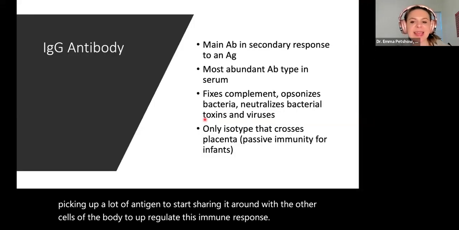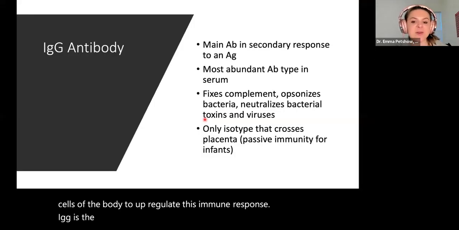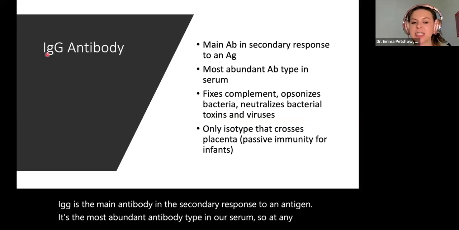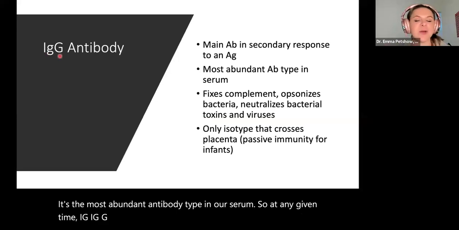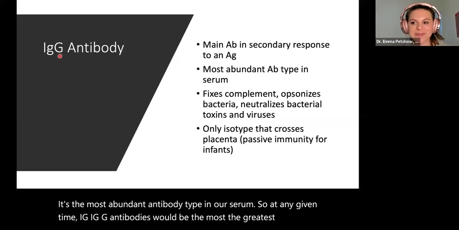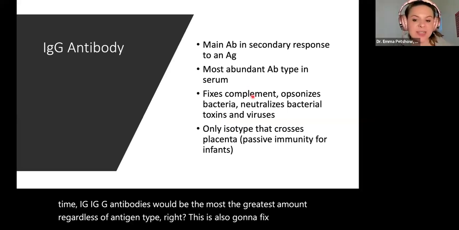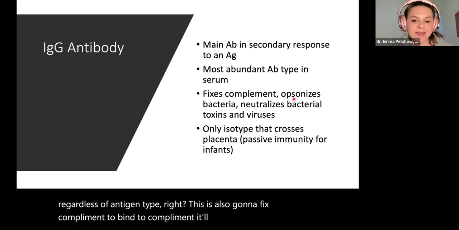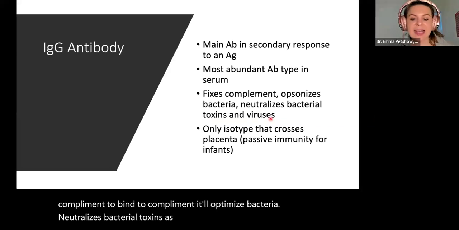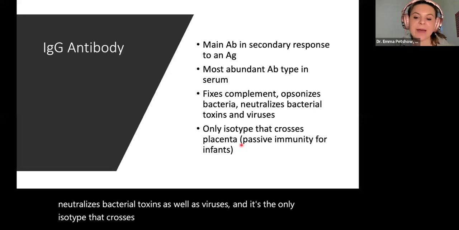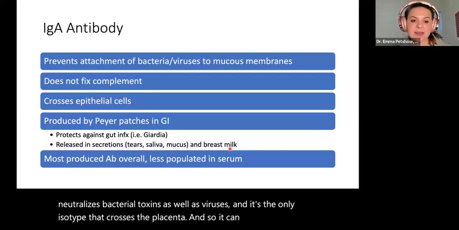IgG is the main antibody in the secondary response to an antigen. It's the most abundant antibody type in our serum. So at any given time, IgG antibodies would be the greatest amount, regardless of antigen type, right? This is also going to fix complement, so bind to complement. It'll opsonize bacteria, neutralize bacterial toxins, as well as viruses. And it is the only isotype that crosses the placenta, and so it can provide passive immunity for infants.